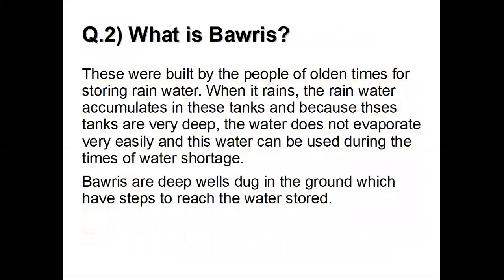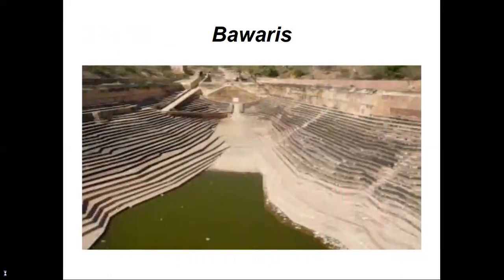Next comes what are Bavaris. These were built by people of olden times for storing rainwater. When it rains, the rainwater accumulates in these tanks, and because they are very deep, the water does not evaporate very easily. They are not only deep, but also very big in size. This water can be used during times of water shortage. The Bavaris are deep wells dug in the ground, which have steps to reach the water stored. In English, it is known as a step well. Here we can see an image.